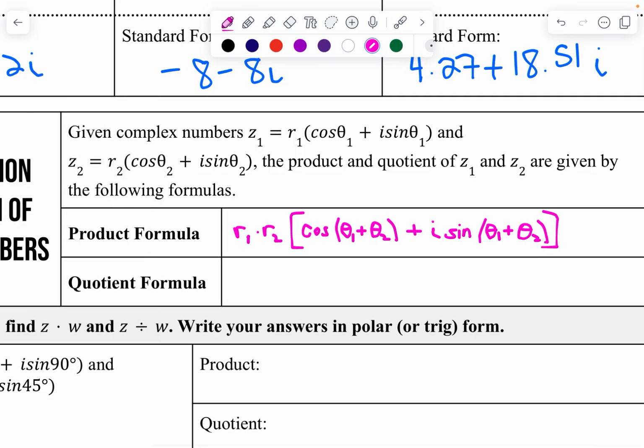And if we want to find the quotient, we divide the radius values and we subtract the angle measures.